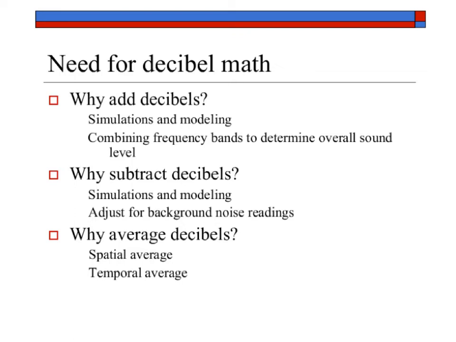Averaging decibels is also frequently done, either in terms of a spatial average, where we want to average the noise over a certain area that people may be moving around in, which determines their exposure to the noise, or even more commonly on a temporal or a time basis, where the noise level is varying throughout a given time period, and we want to know what is the average level that a person is exposed to throughout that time period. And so we have to have a way of mathematically averaging the sound. Addition, subtraction, and averaging are all very similar mathematically, and we will go through the various steps to show you how to do that.